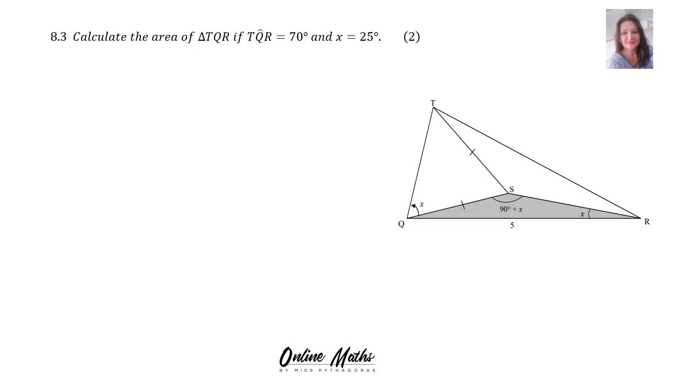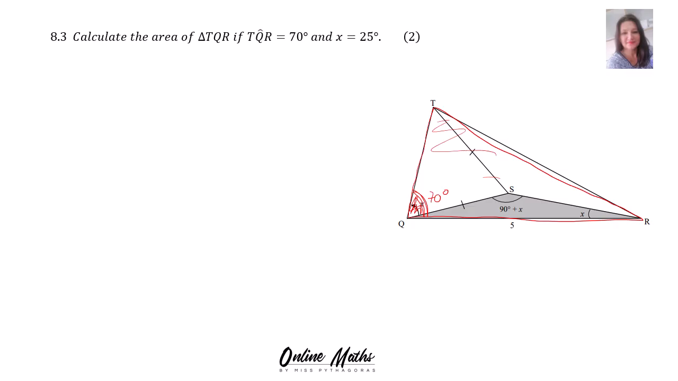8.3. Calculate the area of triangle TQR if TQR is 70 and X is 25. So TQR is this triangle over there. Can you see? It's like we're having this upright triangle. It's that one. And then the angle for TQR is 70 degrees. So it's this angle there. That is 70 degrees. And then X is 25. Where does the X come in?